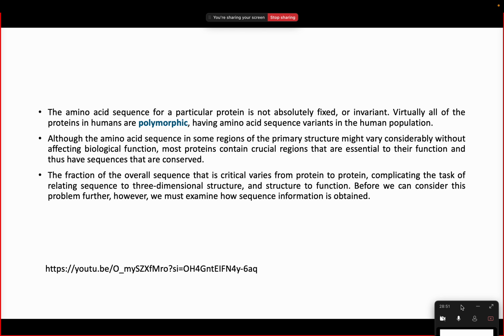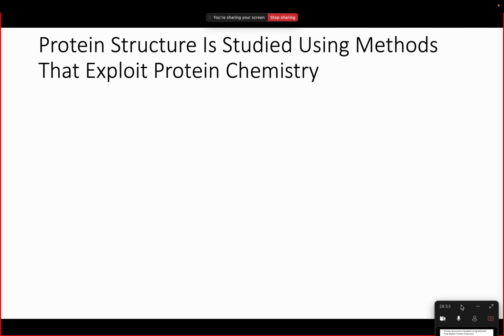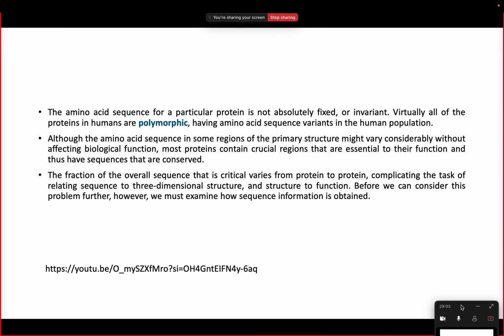So this will be the job of our next class, where we talk about how the primary structure drives the functional structure of a protein. But first of all, we don't know how to obtain the primary sequence in the first place, right? So we'll discuss that part in the next class.